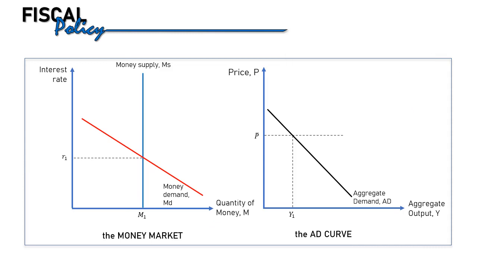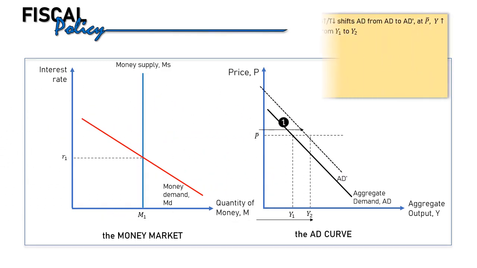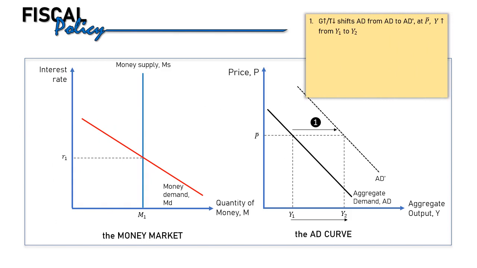Lastly, before we talk about policy effectiveness, we look at the interaction between the money market and the real market again. The increase in G or the decrease in T in our previous discussion has resulted in an increase in Y. It further increases Y because of the multiplier effect. However, it again doesn't stop here. Suppose from the previous process, the increase in G or decrease in T plus the multiplier effect has caused the AD curve to shift to the right, and at P bar, Y increases from Y1 to Y2.